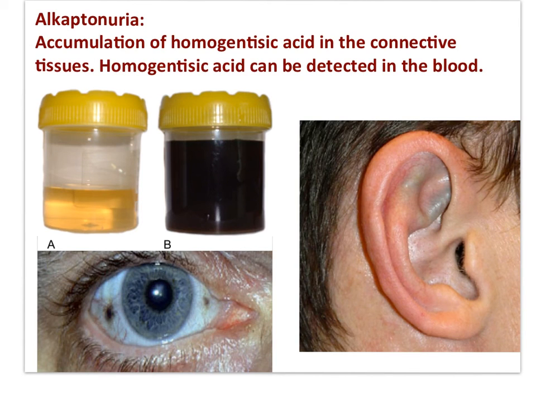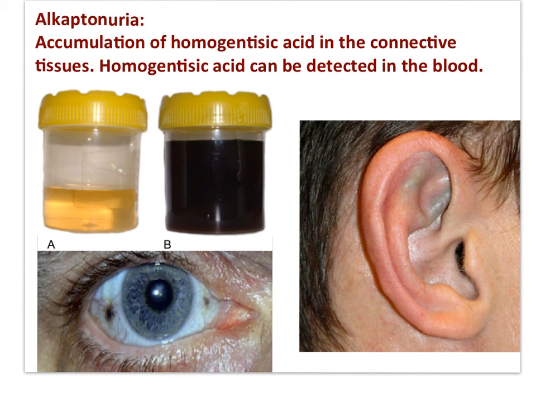The metabolite homogentisic acid can be detected in the blood and in the urine when someone suffers from the disease known as alkaptonuria. Alkaptonuria is a genetic disease caused by the inheritance of two recessive alleles. People with alkaptonuria have a malfunction in the metabolism of amino acids, phenylalanine and tyrosine specifically.